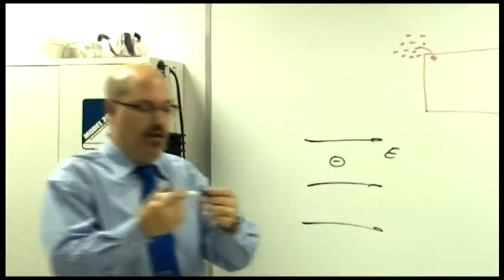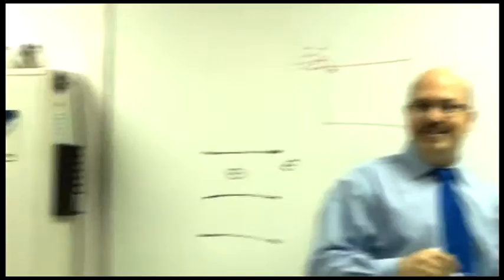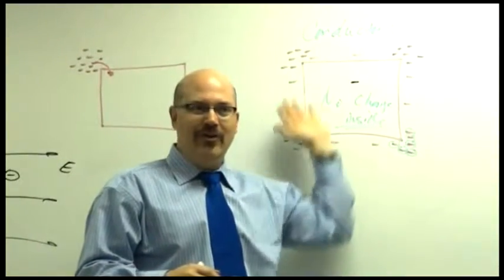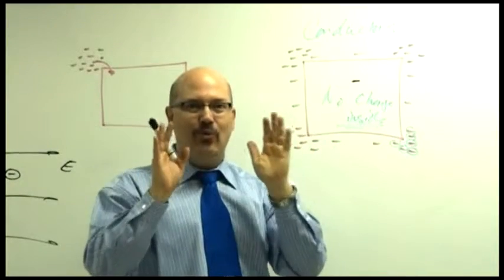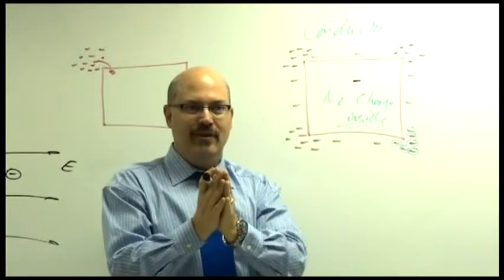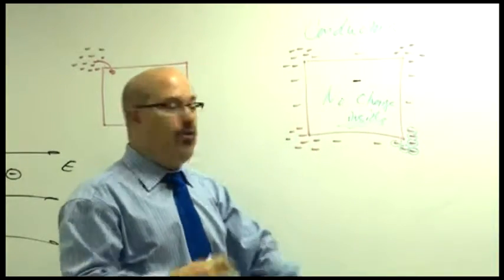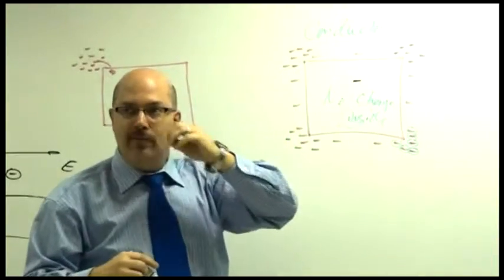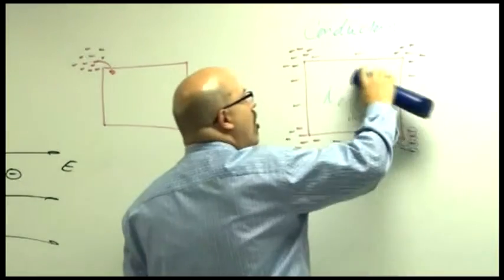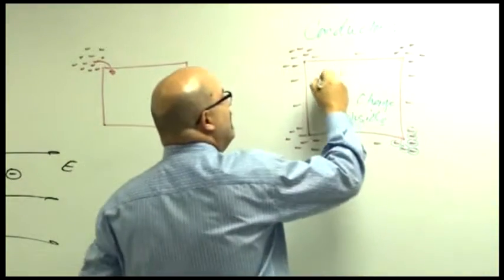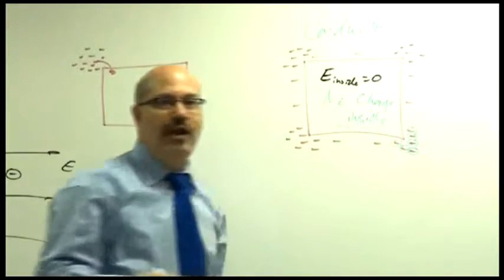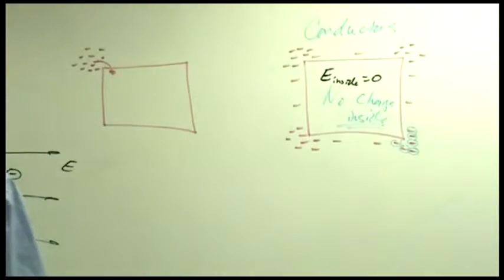Okay, so here's the deal. When all the charges stop moving, that implies what for the electric field? It's gone. There is none. That's right. It goes away. So that means if there's no charge moving anymore, that means that there can be no electric field on the inside. The electric field inside equals 0. And if there's no electric field inside, that implies that there's no net charge inside.